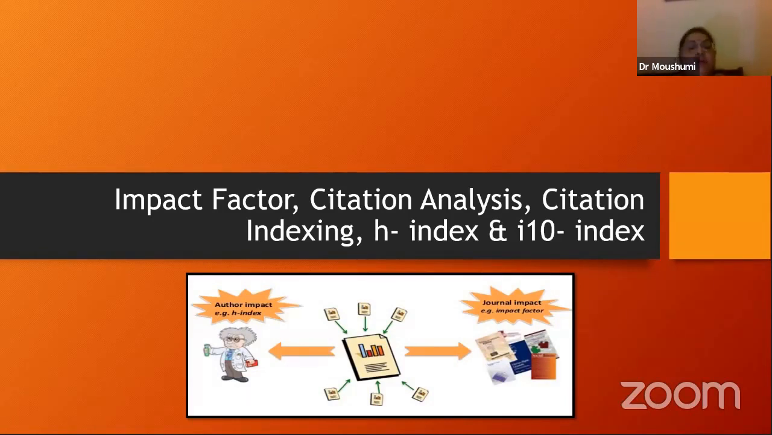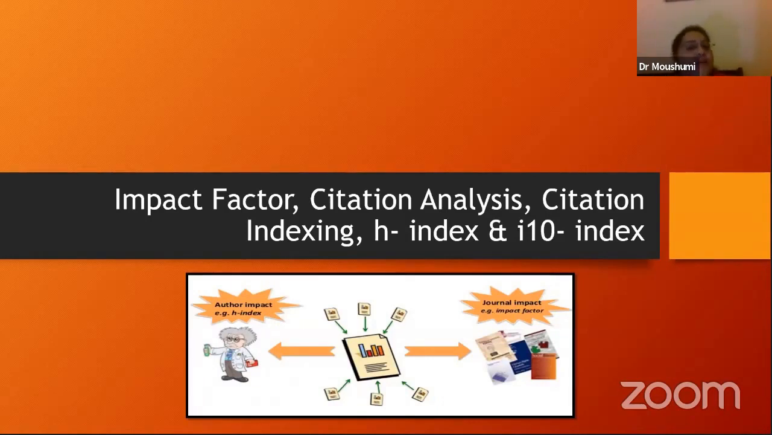Nowadays, it is very important to understand the impact of the journal where you will be giving your publication, because now under PhD also you have to go for two publications with your guide. It has become almost a necessity. So whenever you're choosing a journal, please take care of the impact factor. That will tell you the importance of that journal. You also have to know about what is citation analysis and citation indexing. And at the same time, even you as an author should know what impact your research has on others. And that will be clarified by H index and I-10 index.